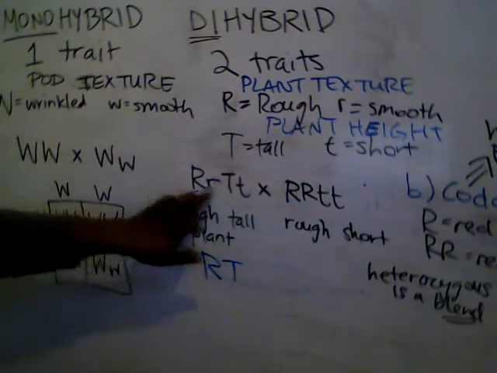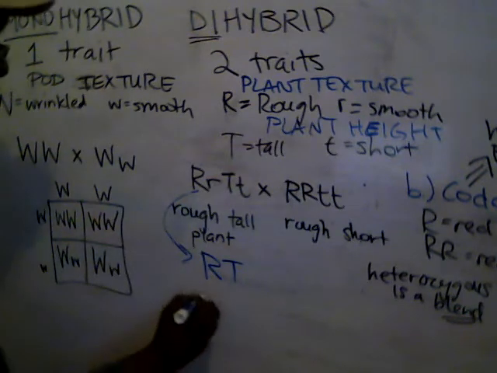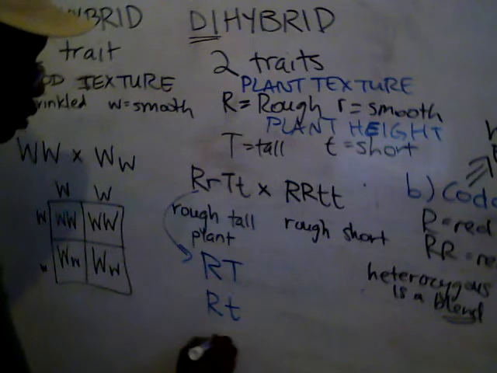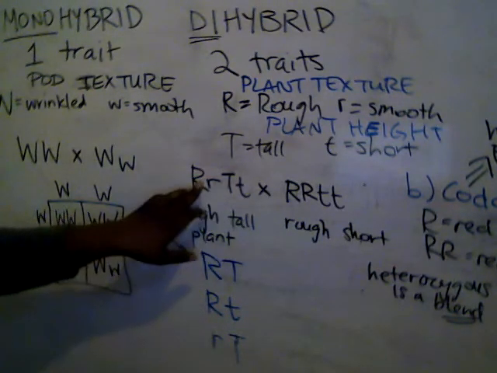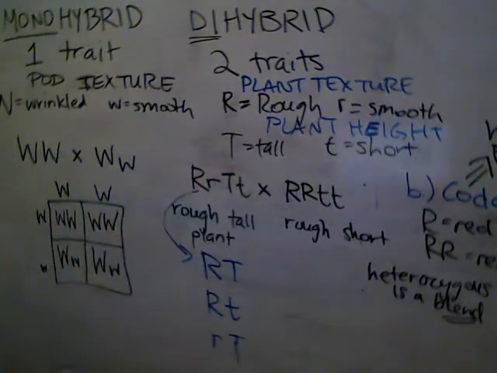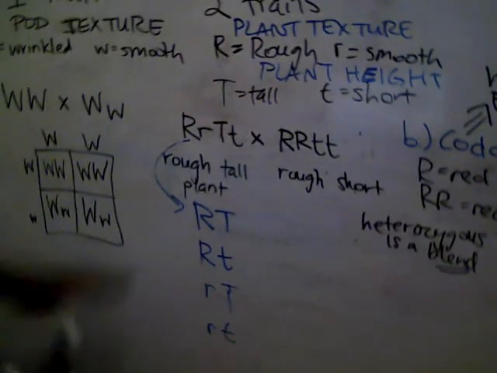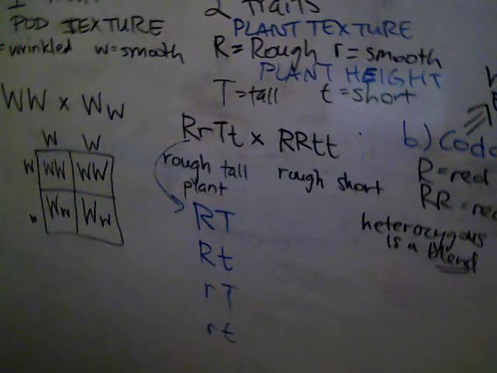Remember, they can only give one of each letter. So this could give a big R and a big T, or it could give a big R and a little t, or it could give a little r and a big T. Again, I'm just looking at the combinations of how this parent could give one of each letter, or this parent could give a little r and a little t. So if we notice, this parent has 4 different combinations that they could give. Okay. What about this parent?